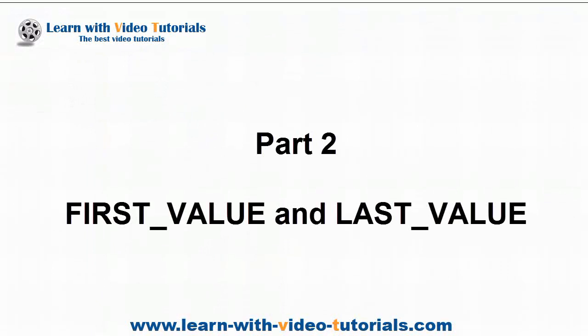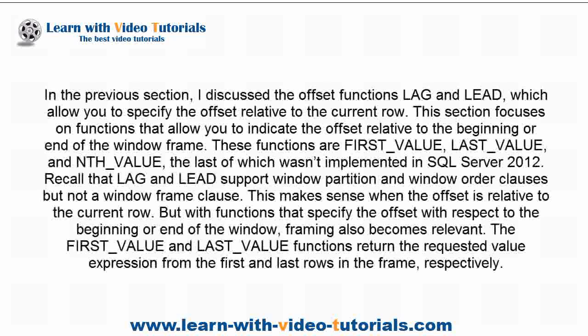Part 2, First Value and Last Value. In the previous section, I discussed the offset functions lag and lead, which allow you to specify the offset relative to the current row. This section focuses on functions that allow you to indicate the offset relative to the beginning or end of the window frame. These functions are first value, last value, and nth value, the last of which wasn't implemented in SQL Server 2012.